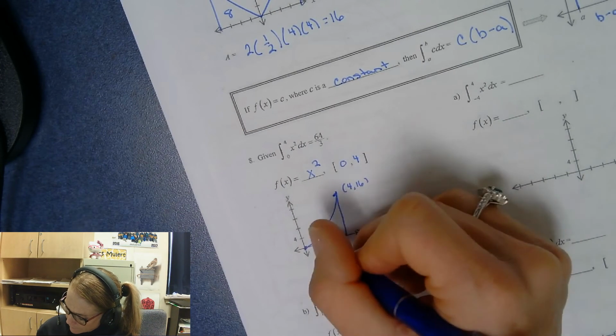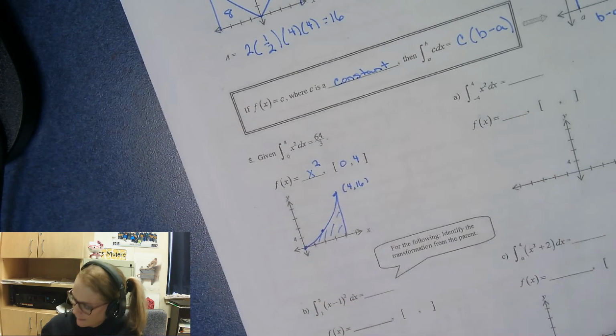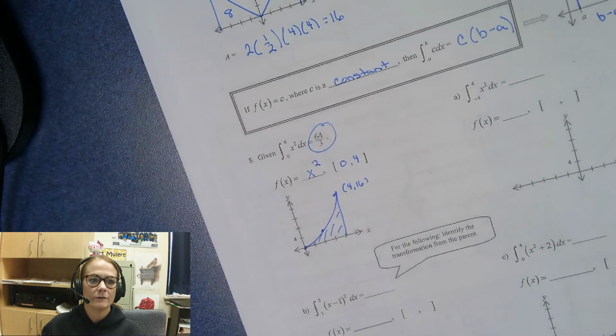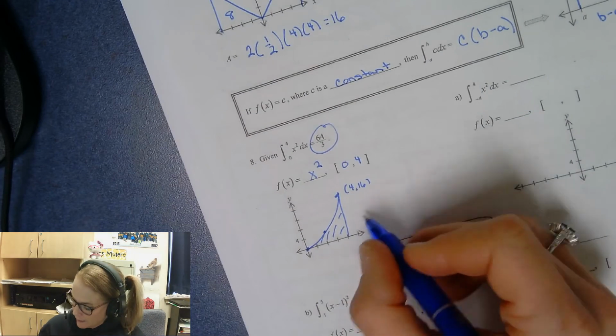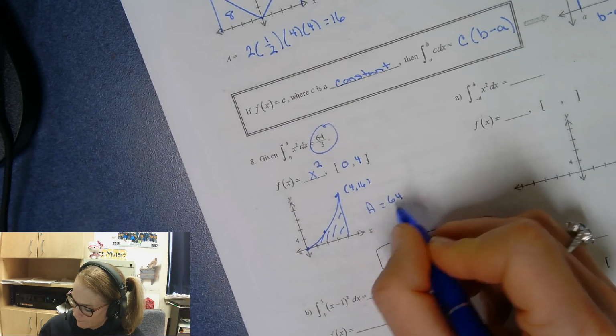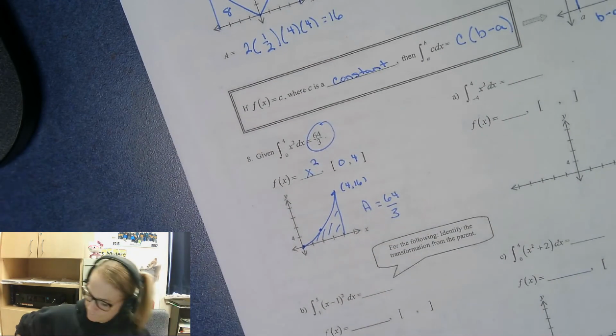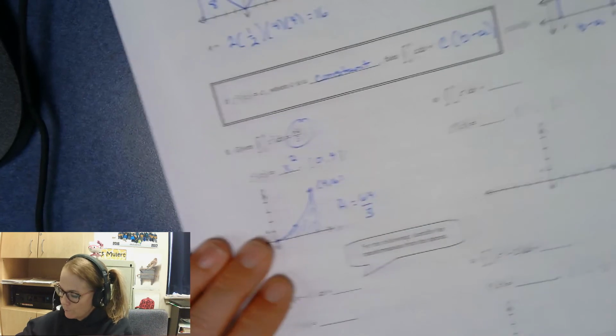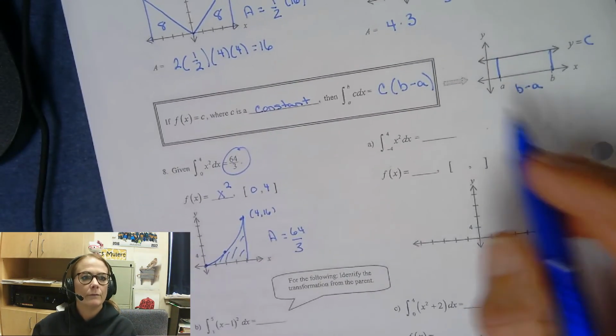We're looking for this area. And they're telling us that that's equal to 16 over 3. So we really didn't have to do anything on this problem except draw it. Okay, so just a few little changes.